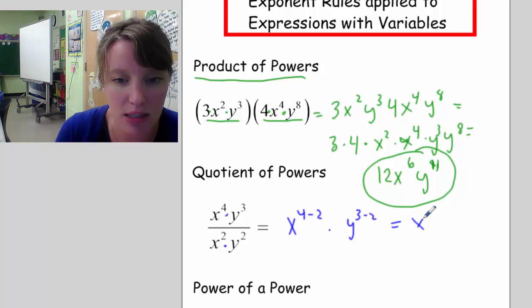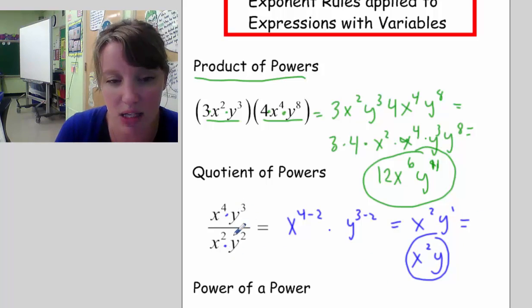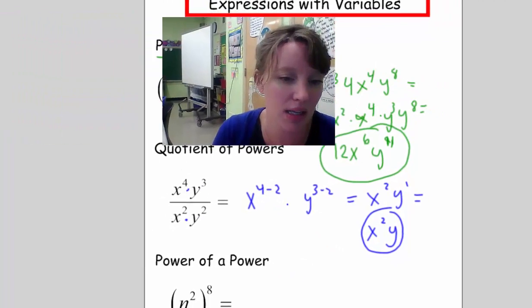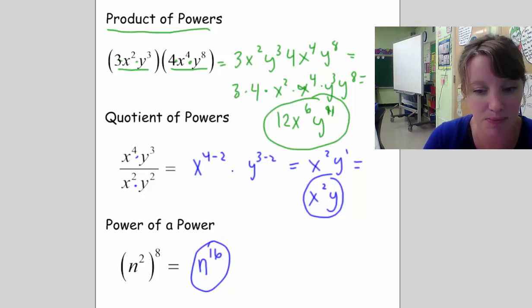which is just x squared y to the 1st power, or x squared y. So that's my final answer, because I just subtracted the exponents. I kept the base and I subtracted the exponents. Power of a power rule says that I can keep the base and I can multiply the exponents together. So that's how I would get that answer.